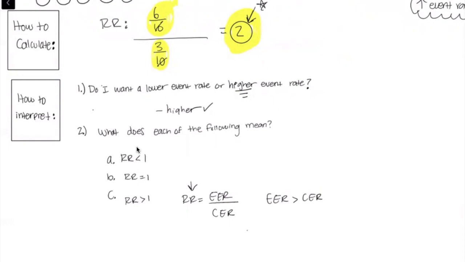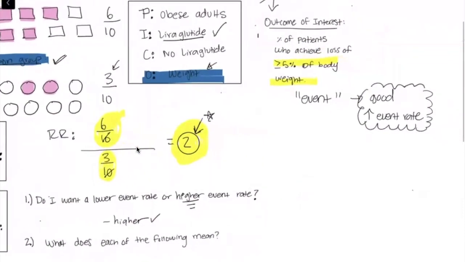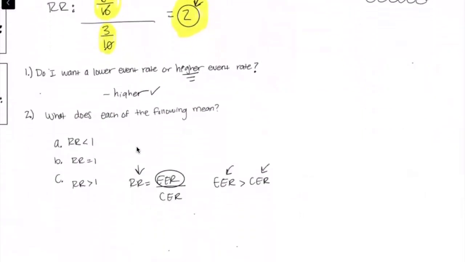If your RR is a number that is greater than 1, then that would mean that your numerator is a bigger number compared to the denominator, or the control event rate. So with an RR of greater than 1, that would mean that more patients in the experimental group are experiencing the event compared to patients in the control group. In this situation, we said that our event is a good thing and that we want a higher event rate. So we want our risk ratio to be greater than 1 in this specific situation.